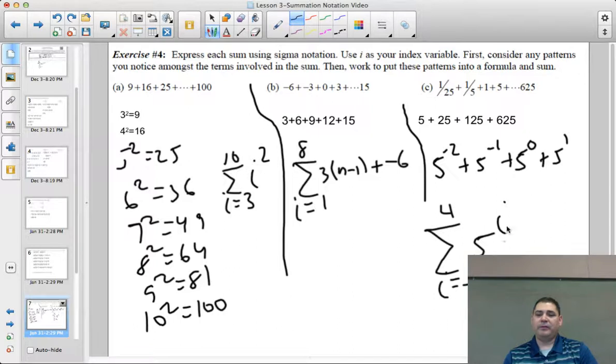So when we plug it in, 5 to the 4th is 625. 5 to the 3rd is 125. 5 to the 2nd is 25. 5 to the 1st is 5. So there you go. Like I was saying before, there's many ways you could have done this. You could have come up with the formula to represent the sequence if you wanted to, but this might be an easier way to think of it.